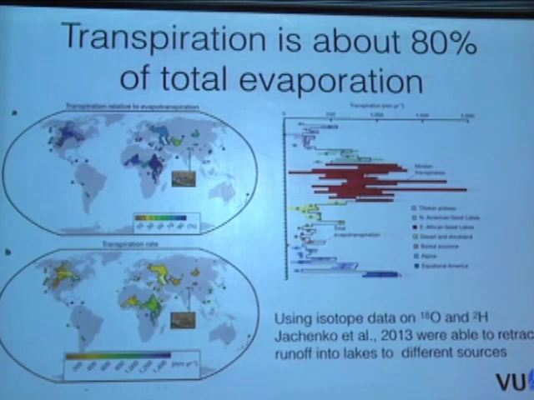The nice thing is that you can corroborate those estimates, and Yashchenko and others were using water isotopes, 18O and deuterium isotopes, to collect in particular lakes all the catchment areas where the runoff was coming from. And they also found that about 80% of total evaporation is made of transpiration, which is very similar to our estimate. So two independent estimates giving roughly the same numbers.